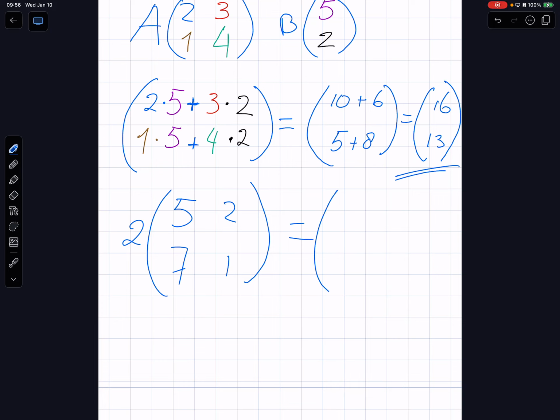Scalar multiplication: 2 times 5, 10, 2 times 2, 4, 2 times 7, 14, 2 times 1, 2. Done. Scalar multiplication, done.